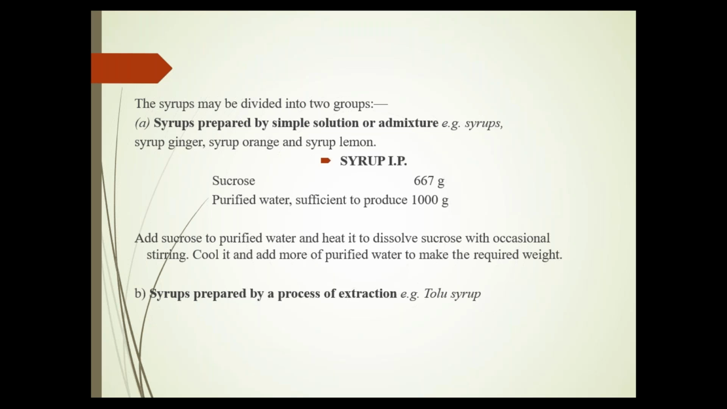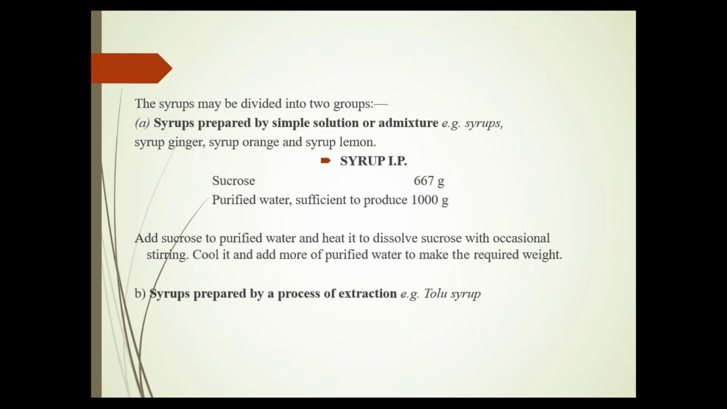So this is the formula for syrup IP. IP stands for, can anybody tell me? What does IP stand for? Indian Pharmacopoeia. Very good. Okay, so in most of the dosage forms, they will give some formulas, and along with it, either IP, or BP, that is British Pharmacopoeia, or BPC, that is British Pharmaceutical Codex. So the formula will be prepared according to that pharmacopoeia. So now we have seen the quantity of sucrose, and purified water, 1000 gram.